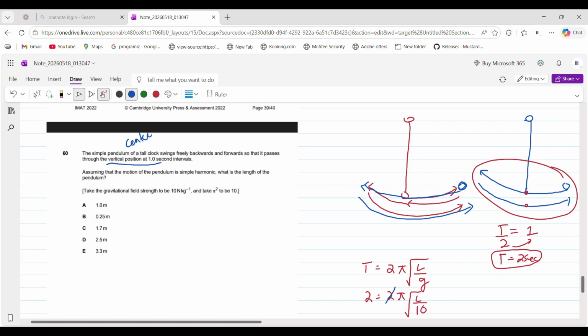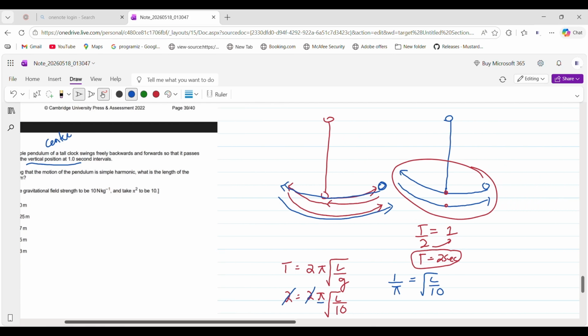This 2 cancels with this 2. So pi is multiplying with this entire factor, and when it goes there, it will be divided. So 1 by pi equals root of length by 10. Squaring on both sides, because I have to remove this root and find my L value.